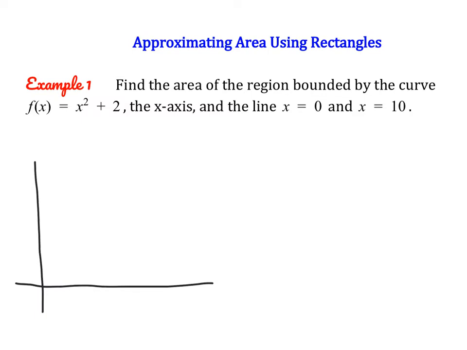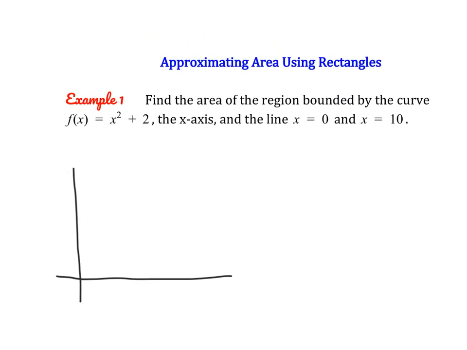So they would like us to find the area of the region bounded by this curve f of x, the x-axis, and the two vertical lines x equals 0 and x equals 10. So we have a parabola, looks something like this. Sorry, that's a horrible parabola. Let me try that again.